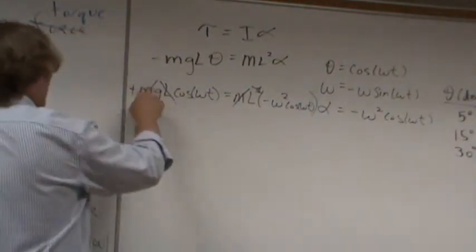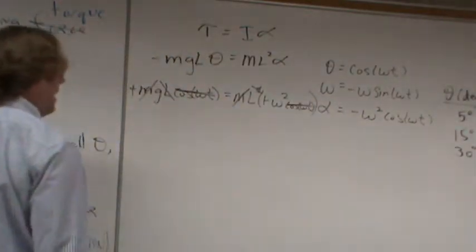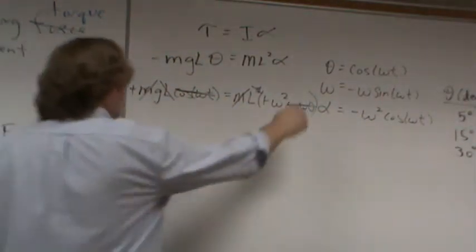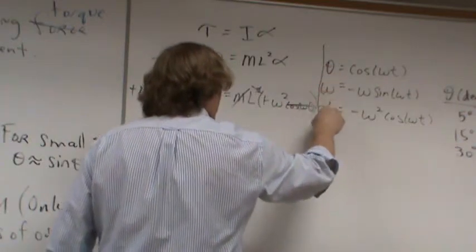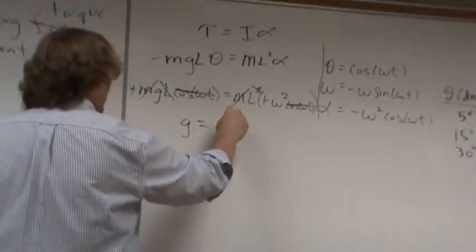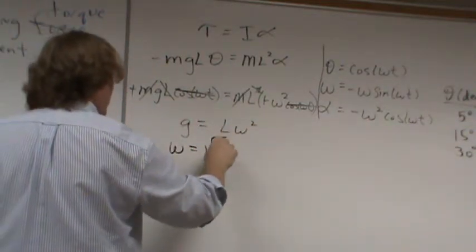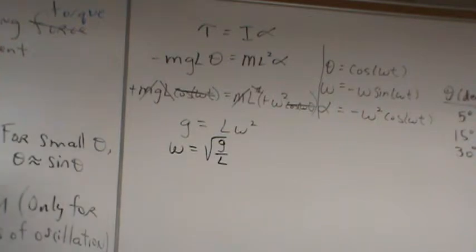And then finally, the negatives cancel and the cosine omega t's cancel. So the left side, I'm just left with g, and the right side, I'm left with L omega squared. So I got omega equals the square root of g over L. And there it is. That's my formula for the angular frequency of a pendulum, as long as I oscillate at a small angle.